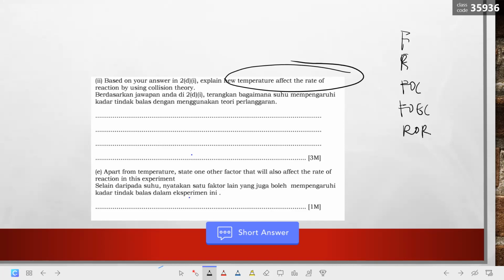Number one. Try, must try. Let's go. Yes, Siddharth. When temperature increases, the kinetic energy of the reactants increases. Okay, what are your reactants? Calcium carbonate, right, sir? And hydrochloric acid. No, remember, and hydrogen ions. Correct. The kinetic energy between calcium carbonate and hydrogen ions increases.